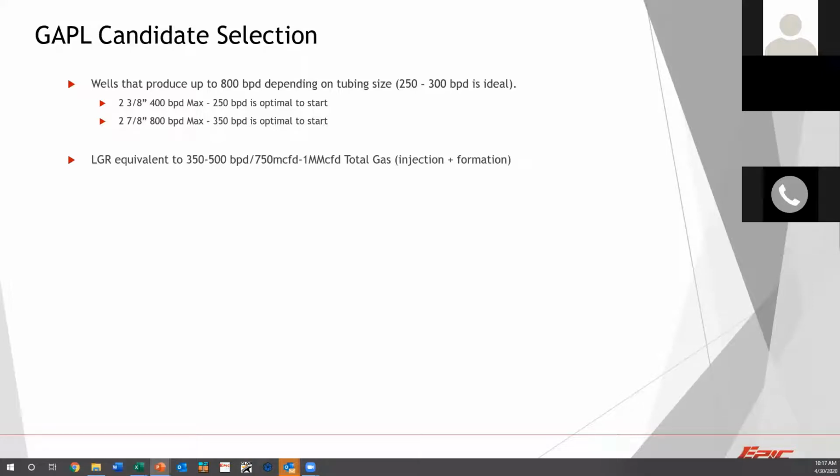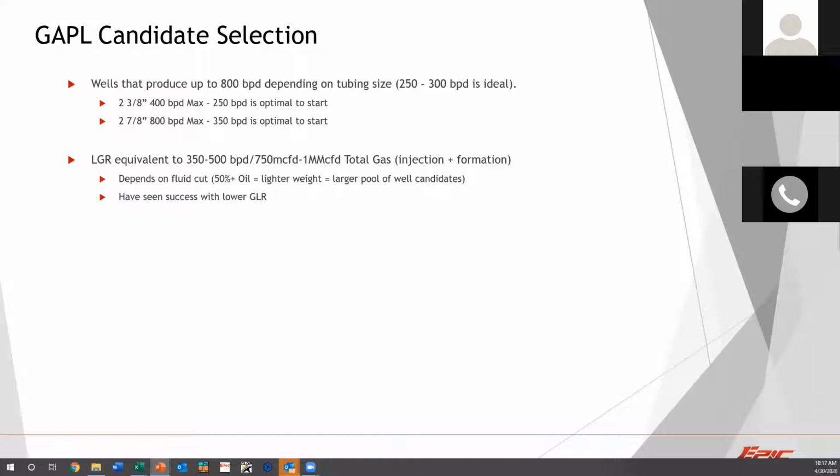When we take a look at liquid to gas ratios, we're looking at equivalents to about 350 to 500 barrels per million of gas. And that is going to be our injection plus our formation. And this ratio is very dependent upon the fluid cut. Obviously, the higher the oil cut, the lighter the weight of that fluid column is going to be, and the more fluid we can expect to move with our GAPL system.